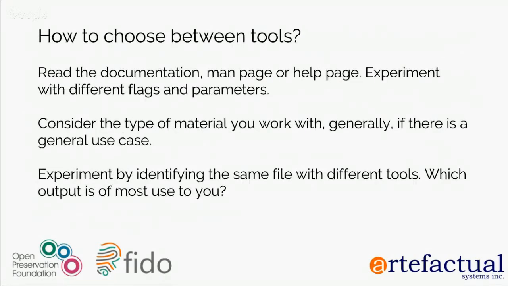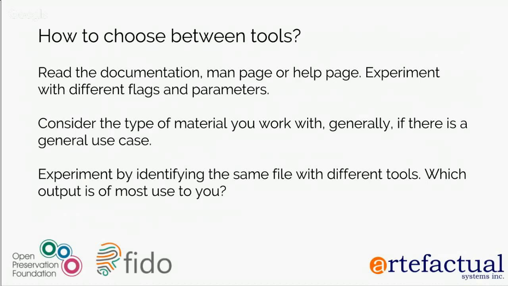How do you choose between the tools? We do sometimes have our Archivematica community members asking us, how do I choose between Fido and Siegfried? So my recommendation is always giving the documentation or the man page or the help page a really good read and experiment with different flags or parameters. If it's relevant, you could also consider the type of material you work with generally if you do have a general use case. So for example, MediaInfo is a particularly good tool for audiovisual materials and has a lot of users in the audiovisual preservation community, so that might be something to consider.